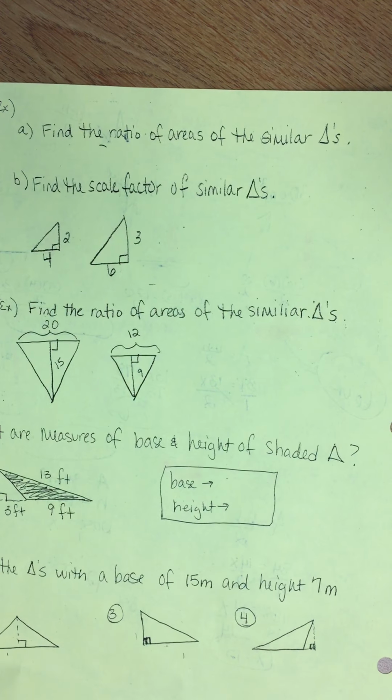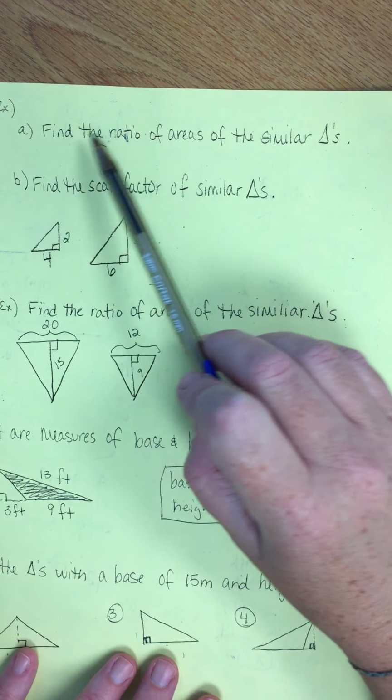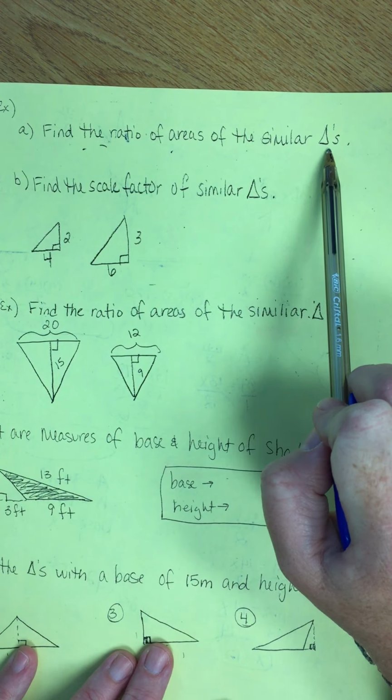All right, so let's find the ratio of the areas of similar triangles. When you look on the backboard, you will see that the ratio of the areas means you're just comparing the areas. You take the area of the first triangle and put it over the area of the second triangle. When you do that, you reduce it down to a scale factor. So, part A, find the ratio of the areas of the similar triangles.